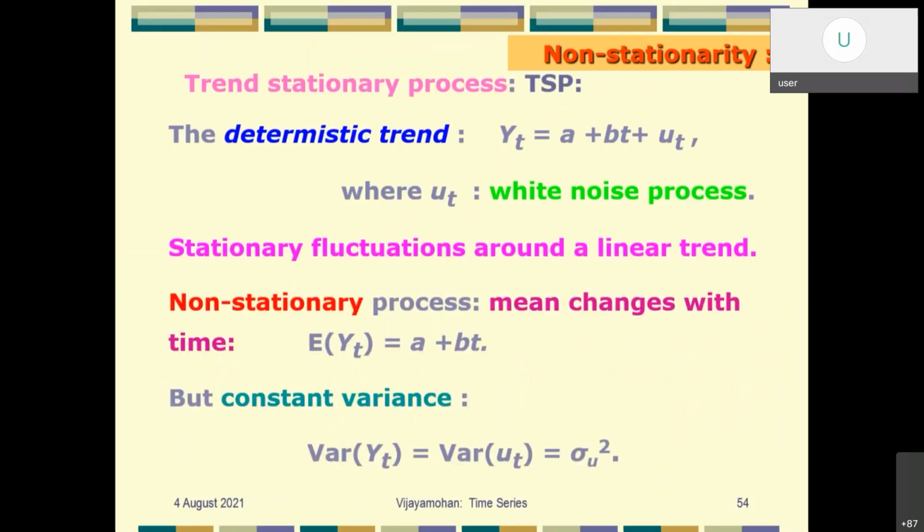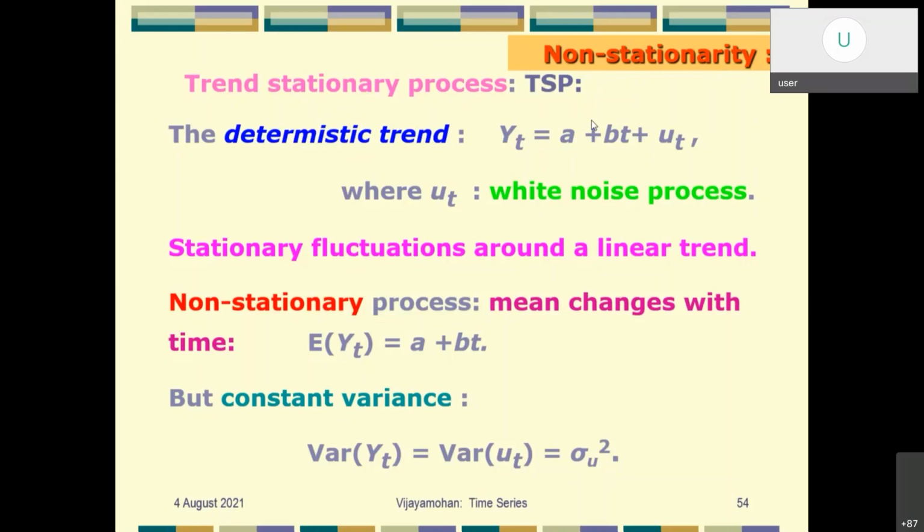Now coming back to the trend stationary process, TSP. We can write a deterministic trend like this, yt equals a plus vt plus ut. So this a plus vt will give us the deterministic trend. Here ut is a white noise process. We call this a trend stationary process because we have stationary fluctuations around this linear trend. A plus vt is the linear trend.